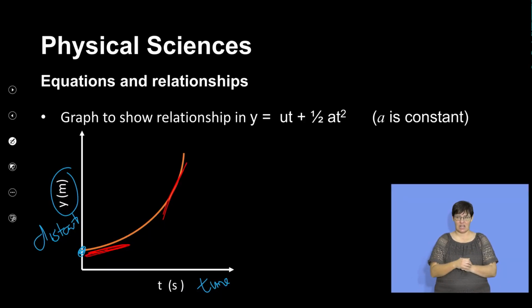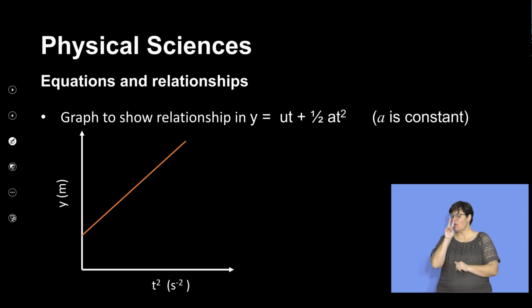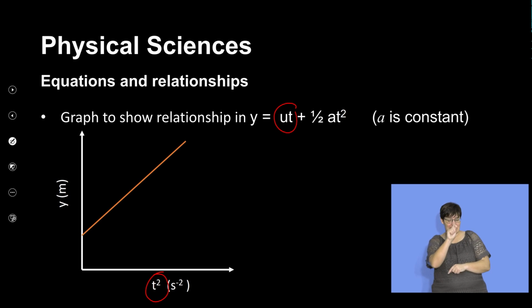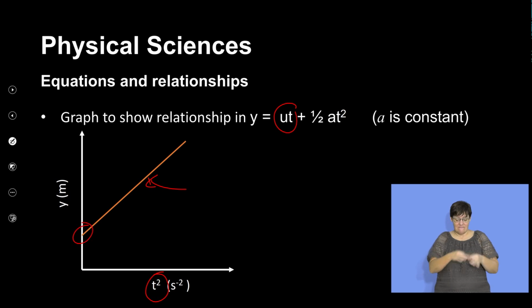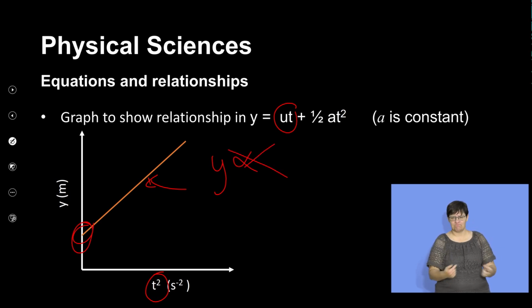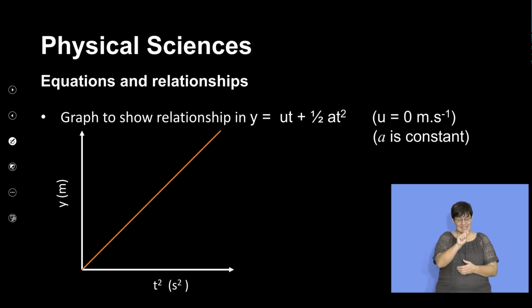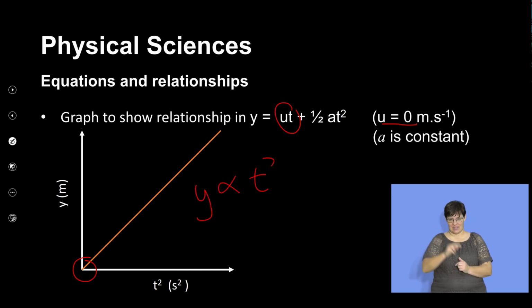So very quickly, let's go to our next graph. Let's make sure that we plot against t squared now. We've got a constant over here. The gradient is constant. That's going to be our value there. And we can say that y is directly, no, we can't say directly because it's not going through the origin. So what we've got to do is make sure that the ut part, the u, has to go to 0. And only then can we say y is directly proportional to t squared.